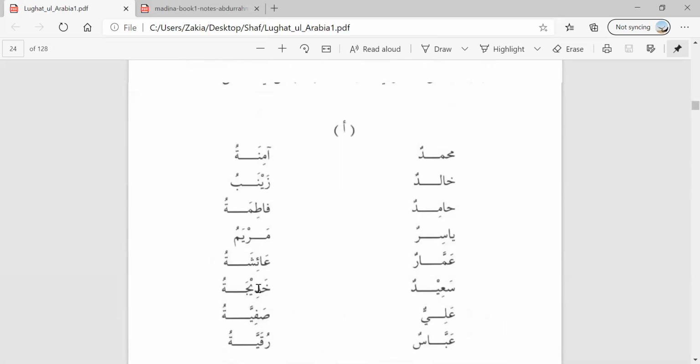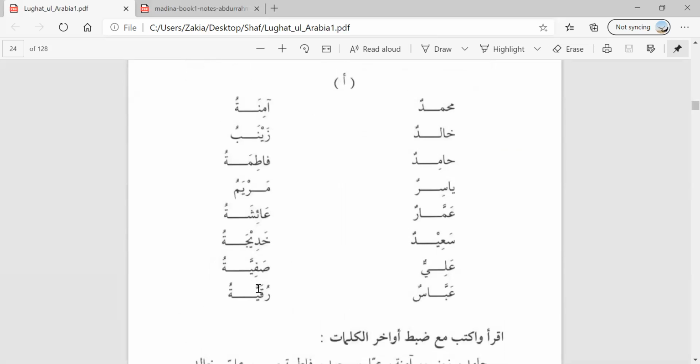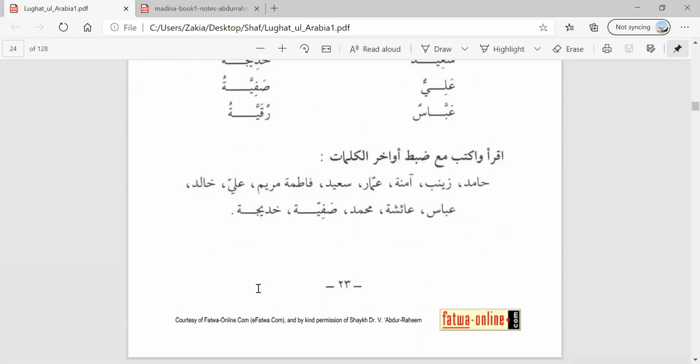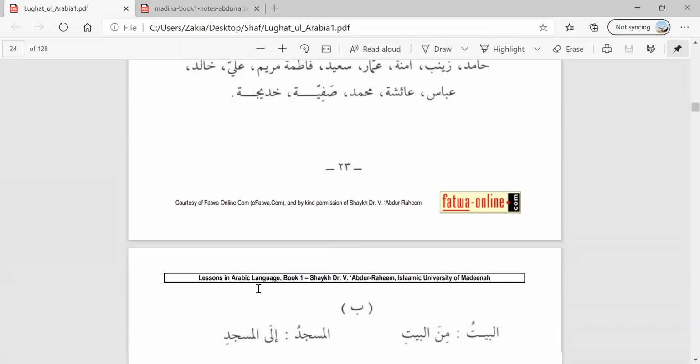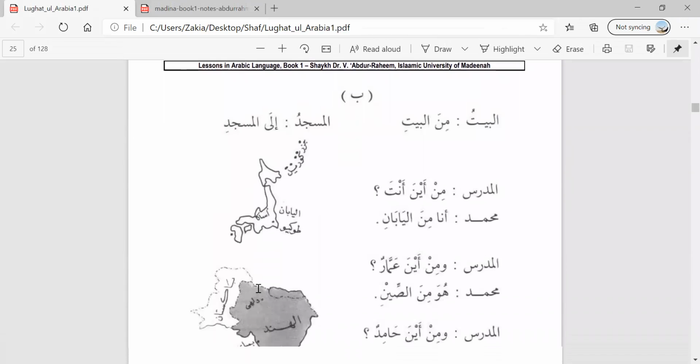You have here the nouns, the names of people. So here it talks about double voweling for male and one vowel for female. So Muhammadun and Aminatu, Khalidun, Zainabu, Hamidun, Fatimatun. Okay, so here you just have the broken nouns that we will go through later on in the lessons.